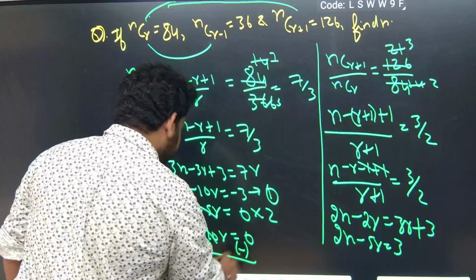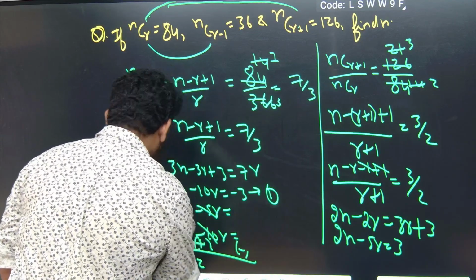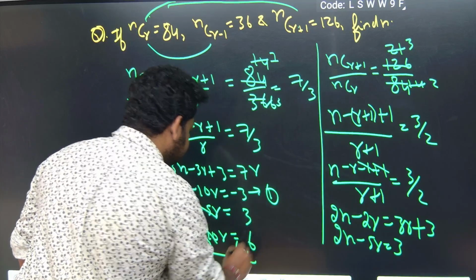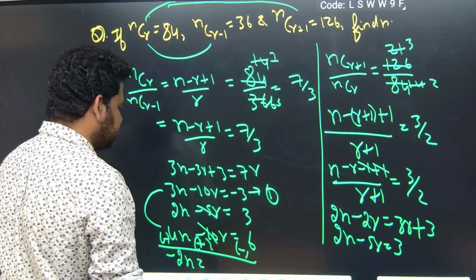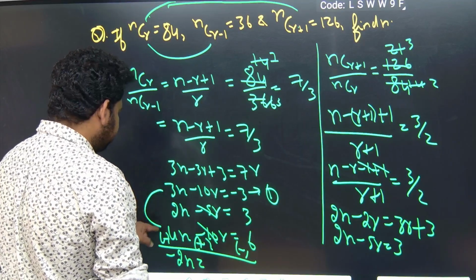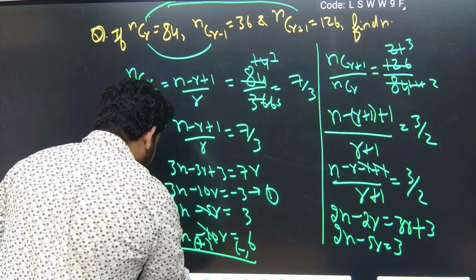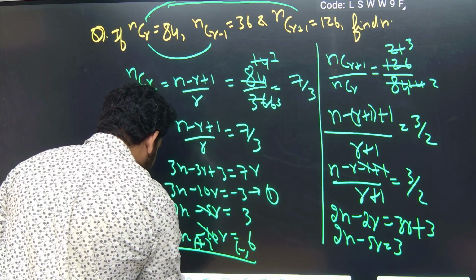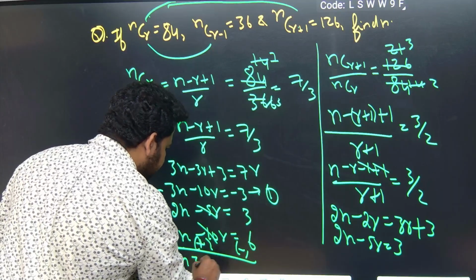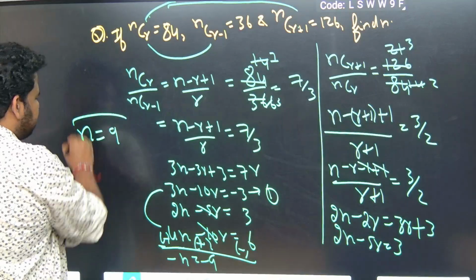So this will become not 0, this will become plus 3. So this, if I multiply by 2, I will get it as minus 6. So 3n minus n is minus n. So minus n is equal to minus 9. So this implies n is equal to 9. So we will get the value of n is equal to 9.